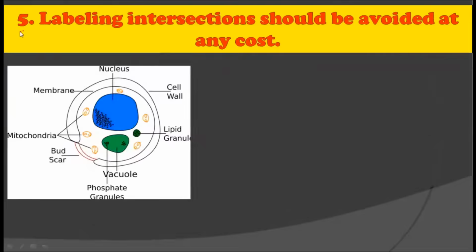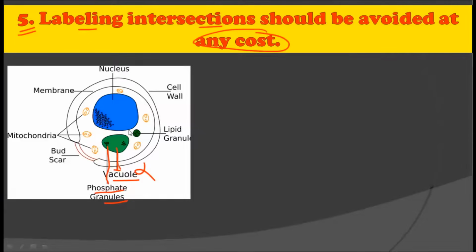All right. Now let us see the fifth point. Labeling intersections should be avoided at any cost. Now see in the picture what is wrong here. One label is showing the vacuole and another label is overlapping the vacuole label and showing the phosphate granules. So it is a very wrong way to label the diagram. The labeling should not intersect with each other.